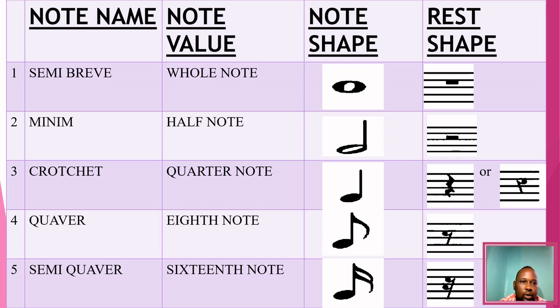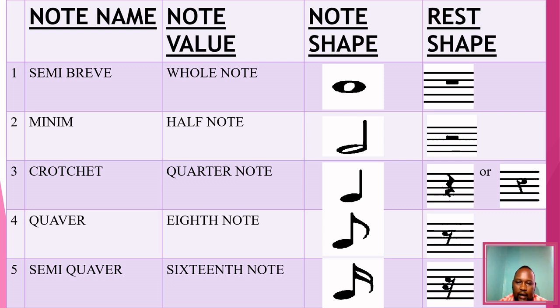Then we go to the summary of what we have done. We have discussed the note name, the note value, the note shape, and the rest shape. The note name, the first one, we have semibreve or whole note. That is its value. It is shaped like this, and its rest looks like that. The minim is half note. It's drawn like this, and its rest looks like that. The crotchet or quarter note, it is shaped like this, and its rest is drawn like this or like that one.